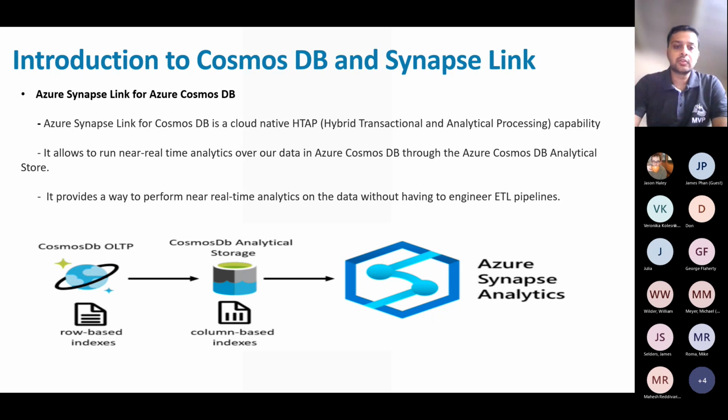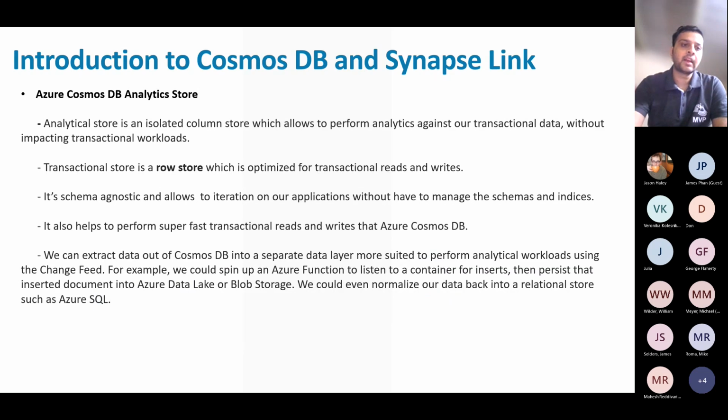Now on top of this Cosmos DB, we can enable Cosmos DB Analytical Store, which converts all the data from row-based indexes to column-based indexes. And then we can use Synapse Analytics to directly consume the data in a near real-time manner from Cosmos DB. Along with this, we can also leverage other features like reporting or integration with Power BI or other tools. So this is the Azure Synapse Link feature of Cosmos DB.